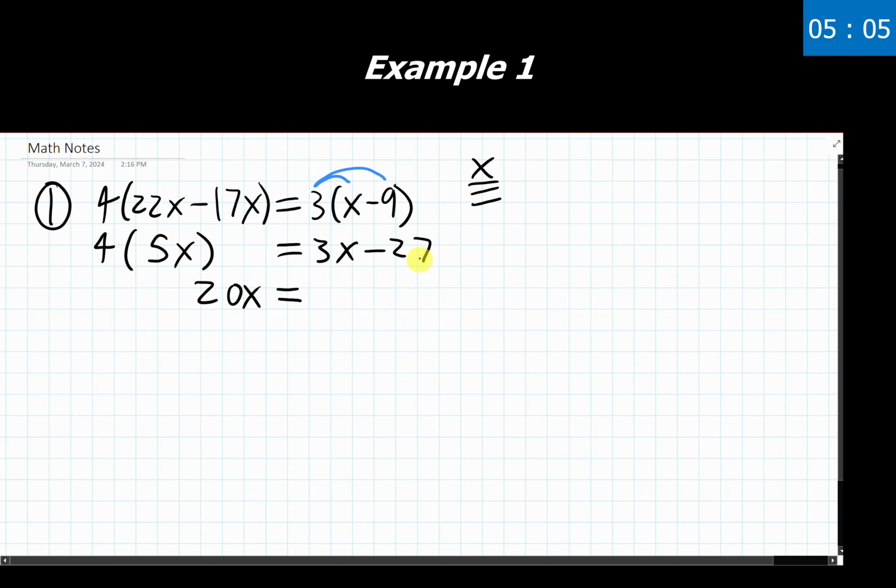Now check, can I combine any like terms here? No, I cannot. I have a variable term and I have a constant term. Variable terms and constant terms can never combine together, so they're just going to stay separated like this. So I can't simplify this any further.